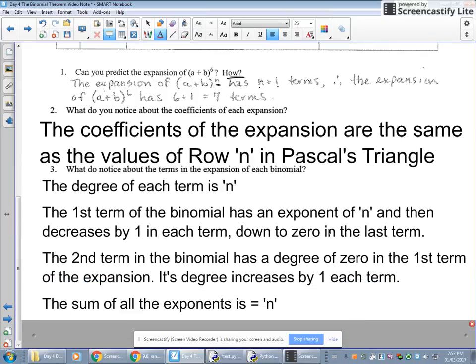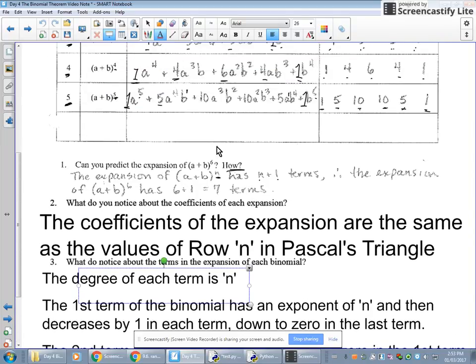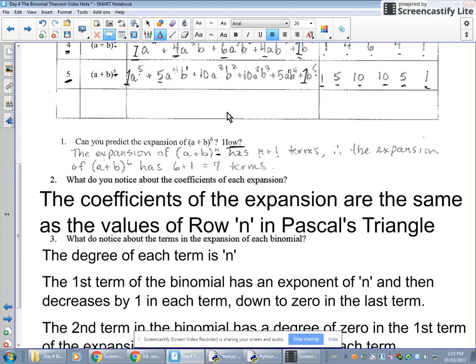And then finally, the sum of all the exponents is n. That's effectively the same thing as saying the degree of each of these terms is n, because this exponent is 5. 4 plus 1 is 5. 3 plus 2 is 5. That's the exponent 3, b to the power of 2. That's what we're referring to as the degree of the term. So it's effectively saying the same thing.